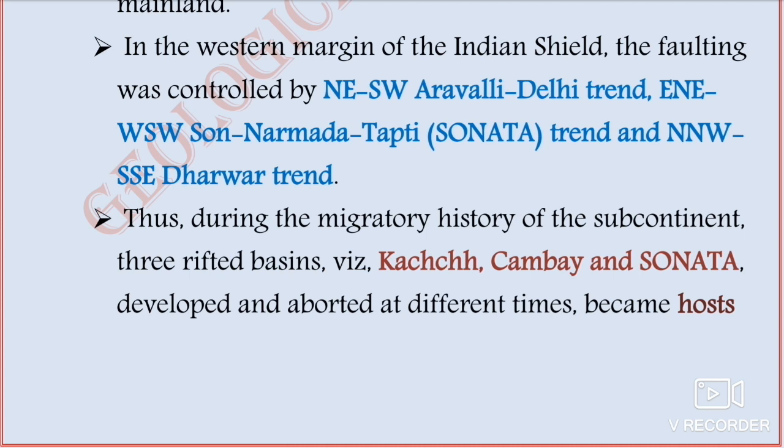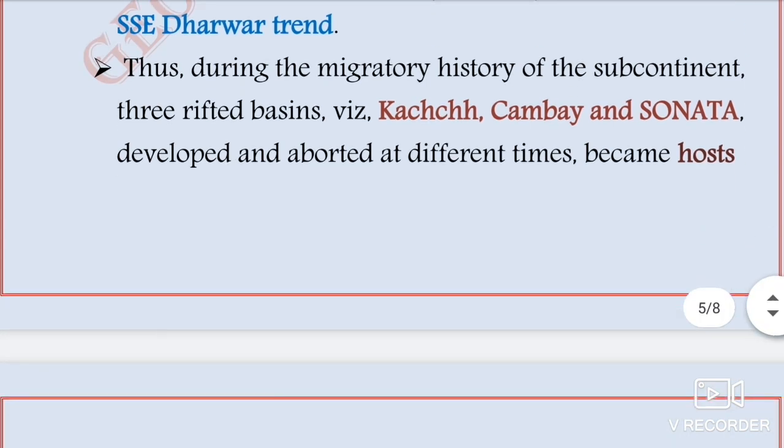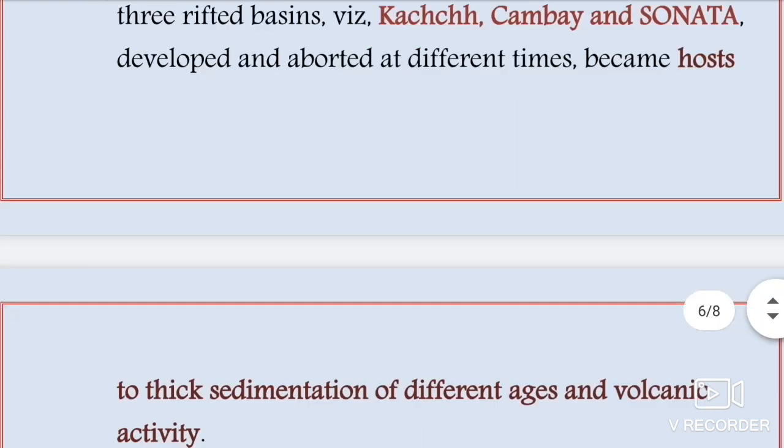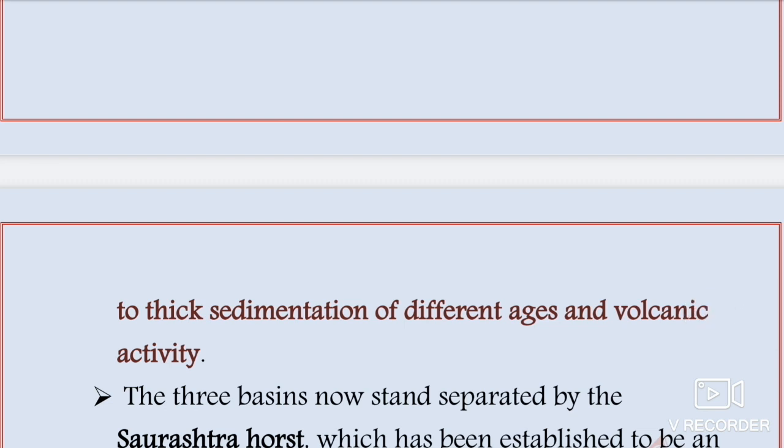During the migratory history of the subcontinent, three rifted basins formed, which are named the Kachchh Basin, Cambay Basin, and the Sonata Basin. Okay, so these are three very important basins. We will talk about all these basins subsequently. They developed and aborted at different times, and became host to thick sedimentation of different ages and volcanic activity.